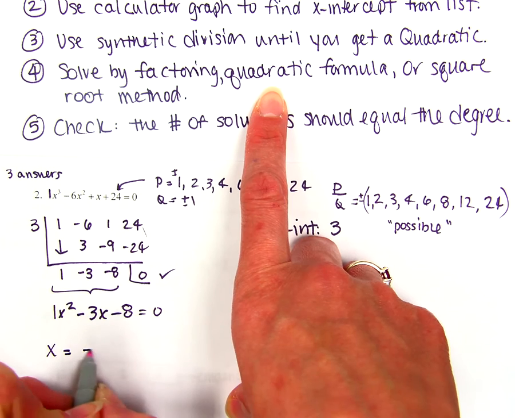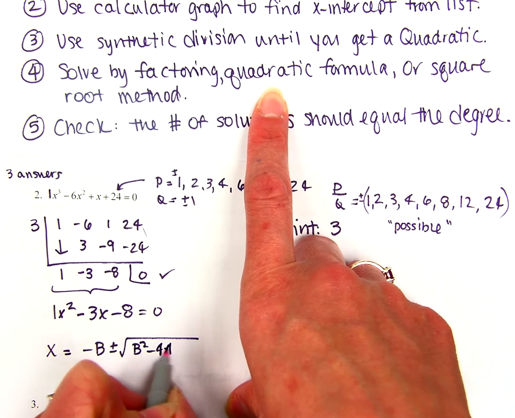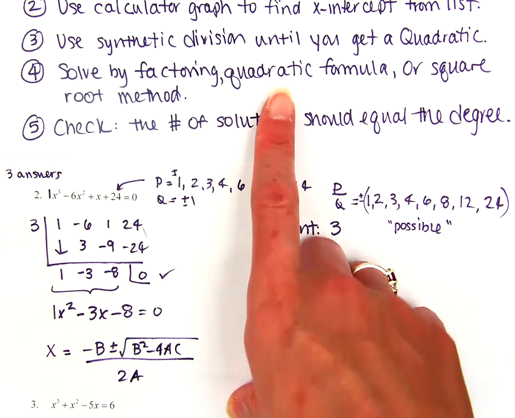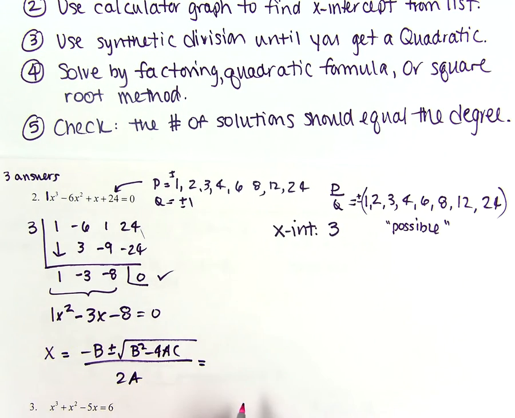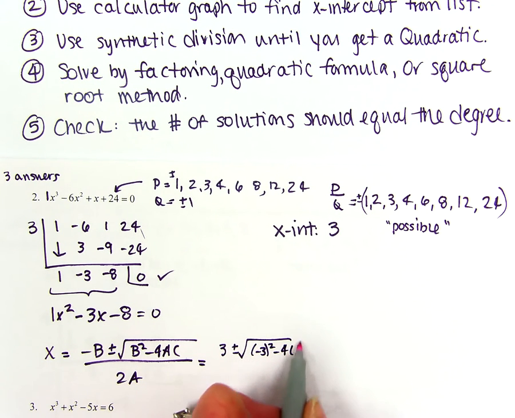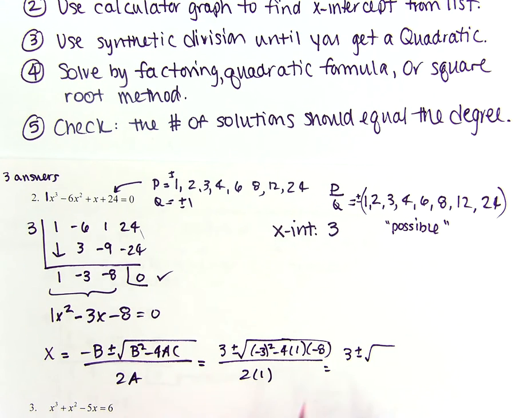So you can either do quadratic formula by hand. Here's our quadratic formula. All right. I guess we can set this one up by hand, and I'll show you how to do it on the calculator. So opposite of b, plus or minus the square root of b squared minus 4ac, all over 2a. So you get 3 plus or minus, this is going to be 9 plus 32, which is 39, and all over 2.